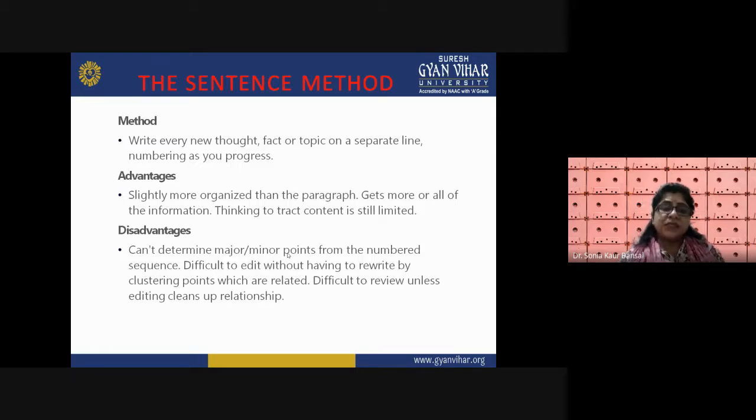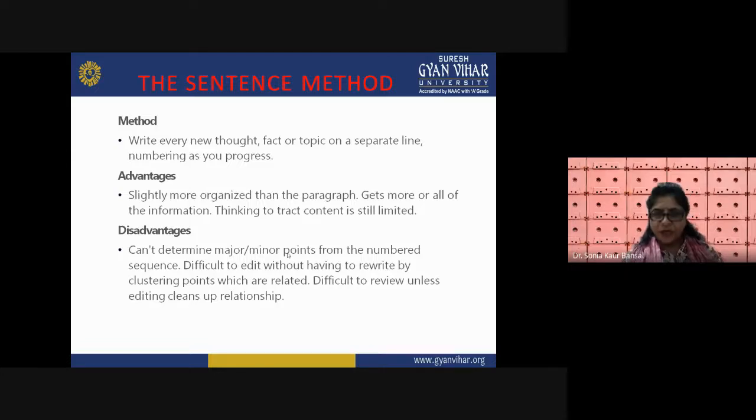So this is something where, in all types of lectures, we cannot follow the sentence method, because it is not possible to number each and every sentence. And it is also not possible that whatever your teacher is telling, you are capable of writing down each and every sentence without any pain.